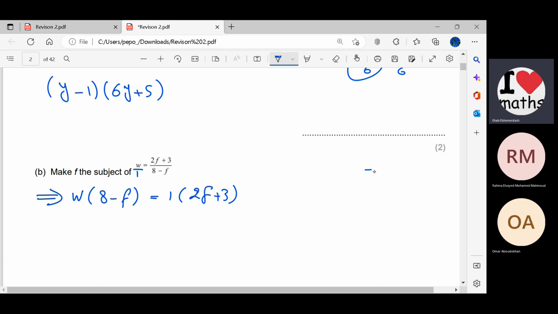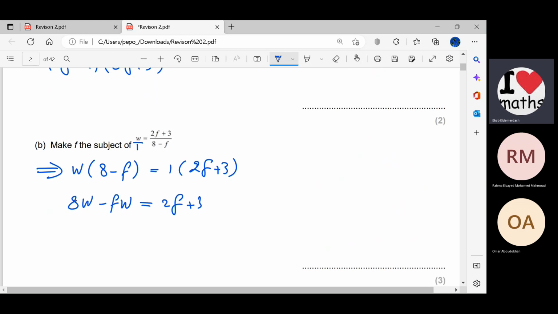For this question it's easy, I don't have a problem. I'll just go through the cross multiplication and I get W into 8 minus F equal to 1 into 2F plus 3. Then we get 8W minus FW equal to 2F plus 3.